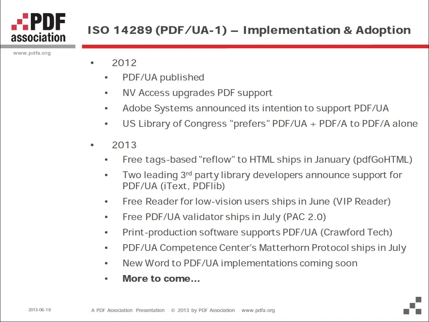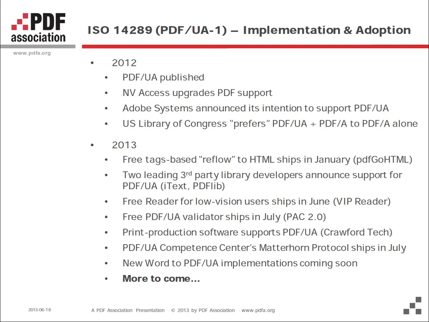including a free tags-based reflow to HTML, PDF Go to HTML by Callas. iText and PDFlib have announced support for PDF/UA earlier this year as well. And next week, we'll see the shipment of VIP Reader, which is a radical new free reader for tagged PDF designed specifically for low vision users. PAC 2.0, shipped by Access for All, will ship in July.